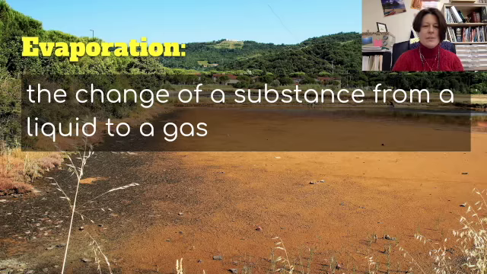And here in the picture in the background, you can see it looks like maybe a pond, and it looks like some evaporation has taken place. The sun provides energy to the water, and that energy allows the water to change from a liquid to a gas and go into the atmosphere.